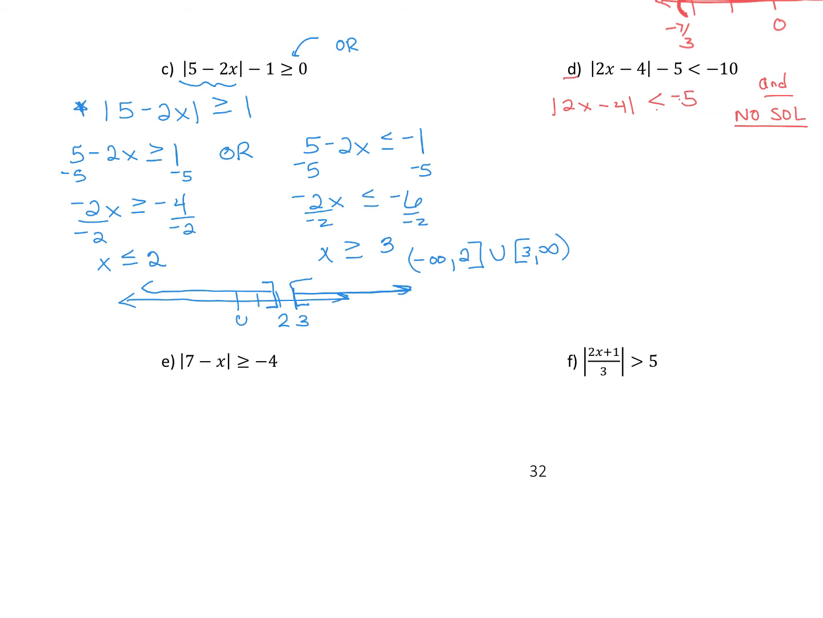But let's say you didn't recognize that and you broke it up. You would say 2x minus 4 is less than -5 and greater than 5. And if you look at the two ends here, this is a false statement. 5 is not less than -5. So hopefully you would recognize that there. And even if you continued, you'd end up with x being between two numbers, but the inequality symbols would not match up.